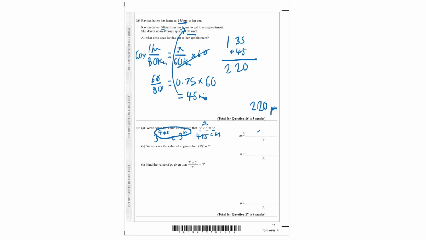So 4 plus 5 is 9. Write down the value of n given that 5 cubed, whole to the power of 7, is equal to 5 to the power of n.